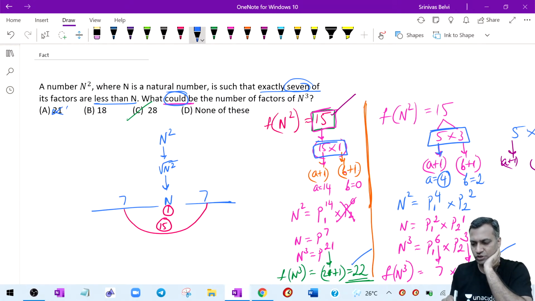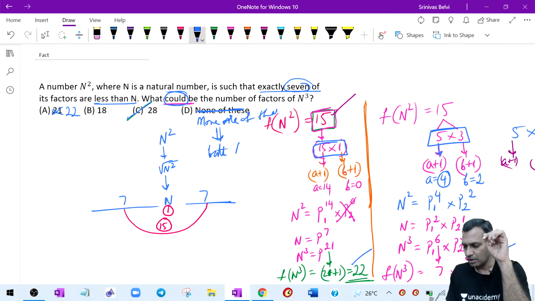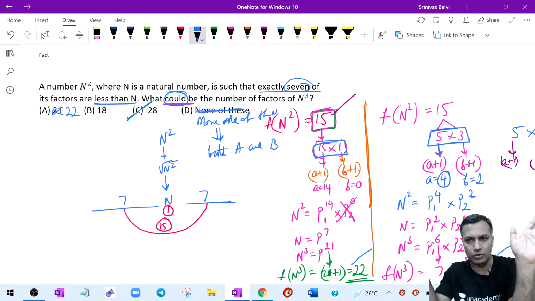Assume that this number was 22. This number is 28. Then he will change this to more than one of the above. He will write this as more than one of the above. Or he will change this answer option to both A and B. See, he will create answer options logically. I don't have to worry about it, right?